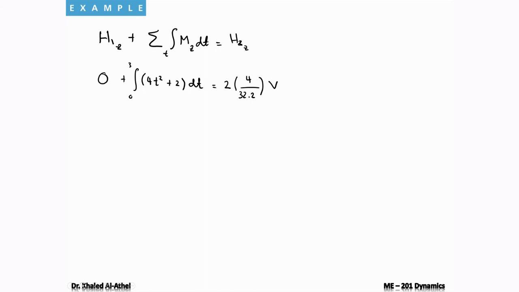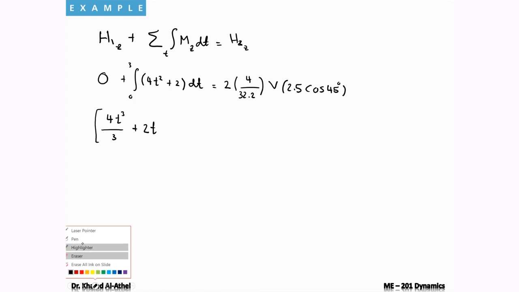So v multiplied by 2.5 cosine 45 degrees. Okay, carry out the calculations, you end up with 4t cubed over 3 plus 2t, okay, and these are between 0 and 3, the integral.